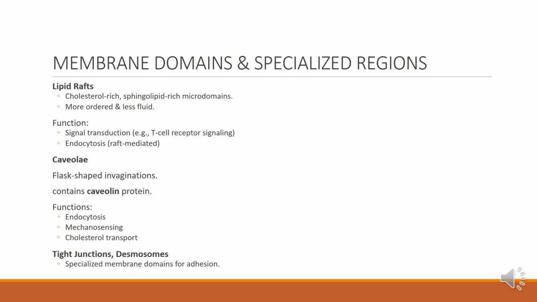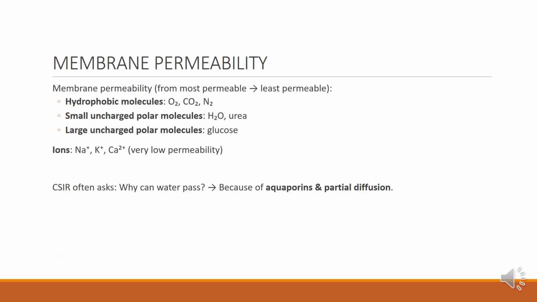Now let's understand membrane permeability. Permeability hierarchy. Hydrophobic molecules like oxygen and carbon dioxide are highly permeable because they are hydrophobic. They can easily pass through the lipid bilayer. Then come small uncharged molecules like H2O and urea, which are moderately permeable. Large uncharged polar molecules like glucose are poorly permeable. Then ions like sodium, potassium, calcium have very low permeability.